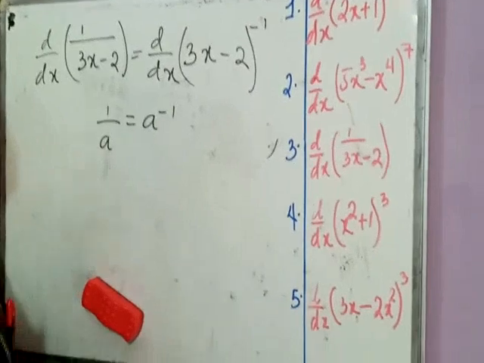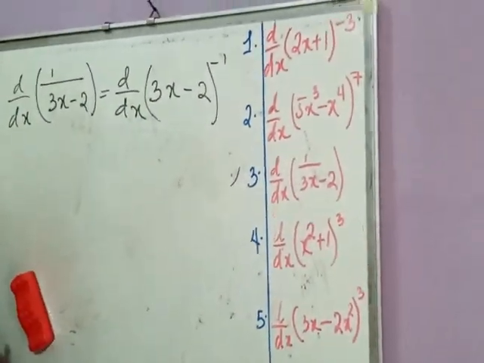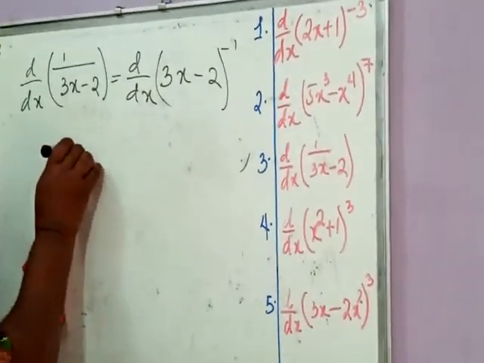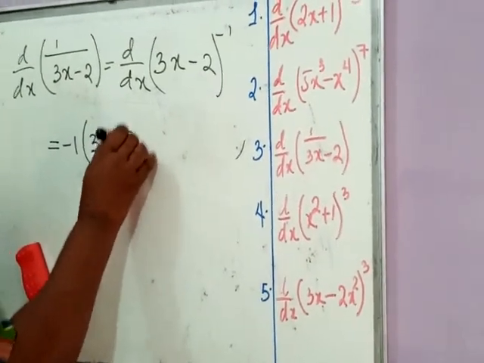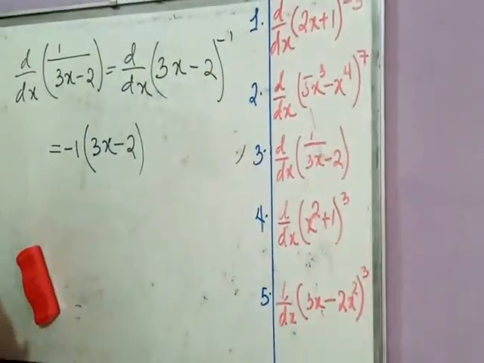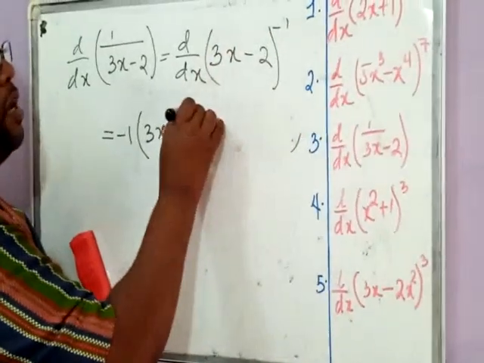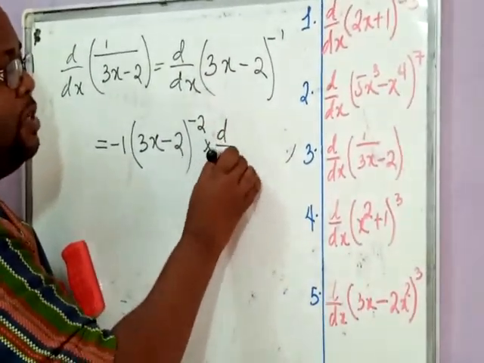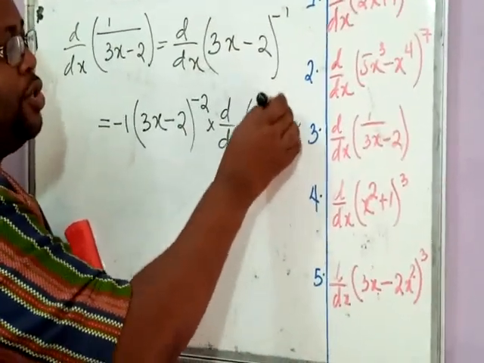Is that okay? So now that we are seeing the power clearly, we can differentiate. We take this power and bring it down. So this simply becomes equal to negative 1. Then I'm repeating that again, 3x minus 2. And then I'm going to subtract 1 from my power. When I subtract 1, negative 1 minus 1 will simply give me minus 2. Then multiplied by the derivative with respect to x of the whole of this, 3x minus 2.